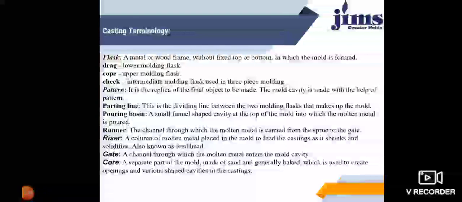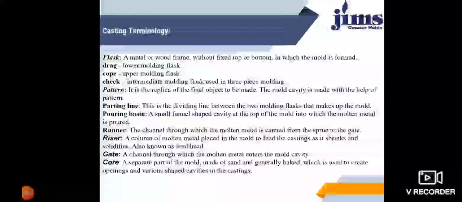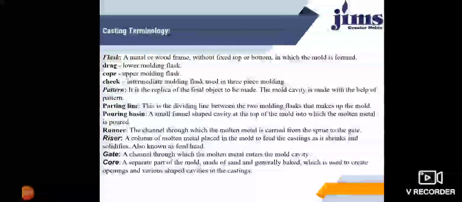Actually riser is the main element of a casting process. Through the pouring basin we pour the metal, and through the riser we see whether the metal has completely covered the mold or not. And if there is any shrinkage during solidification, that can be rectified with the help of the riser. Next is a gate, a channel through which the molten metal enters the mold cavity. And last is core. Core is a separate part of the mold made of sand and generally baked, which is used to create openings and various shaped cavities in the casting.